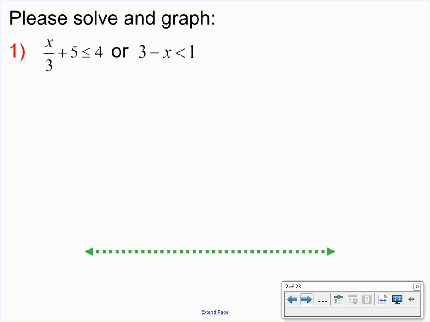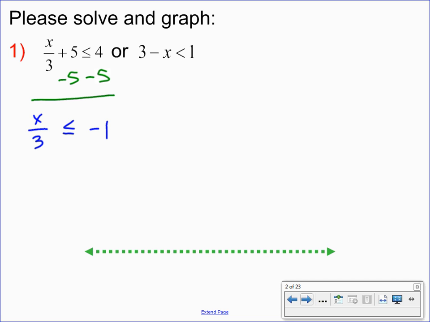So let's go ahead and solve each of these components in my OR type compound inequality separately, and then put them on the same number line graph. So here we go. Solving that first one, looks like we can use the same inverse operation we would to solve an equation. I'll subtract 5 from both sides of the inequality. We'll go ahead and bring down my x over 3. It looks like subtraction doesn't change any inequality symbol, so this is still a less than or equal to. 4 minus 5 is negative 1.